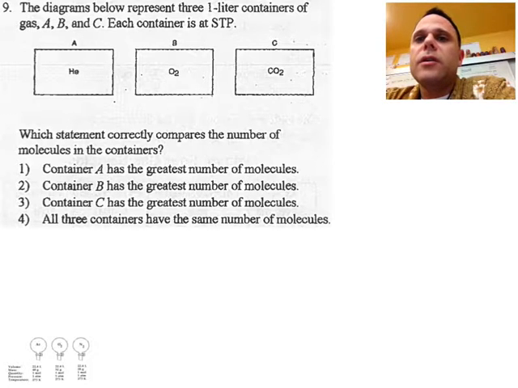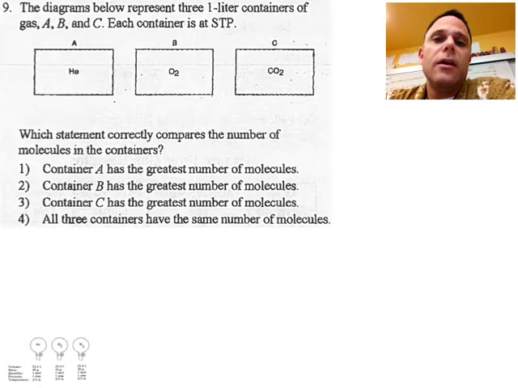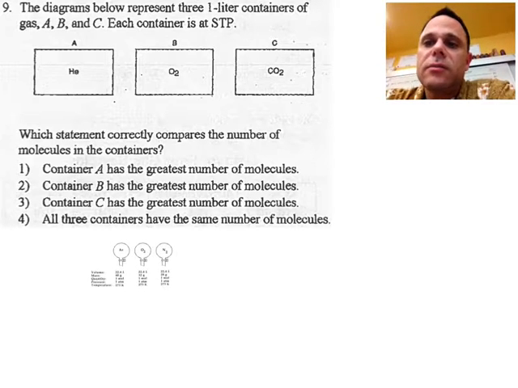All right, question number 9. The diagrams below represent three 1-liter containers of gas, A, B, and C. Each container is at STP, which is standard temperature and pressure, so they're under the same conditions. Which statement correctly compares the number of molecules in the container? So we have helium, 1 liter at STP, O2, oxygen gas, 1 liter at STP, and CO2 gas, 1 liter at STP.